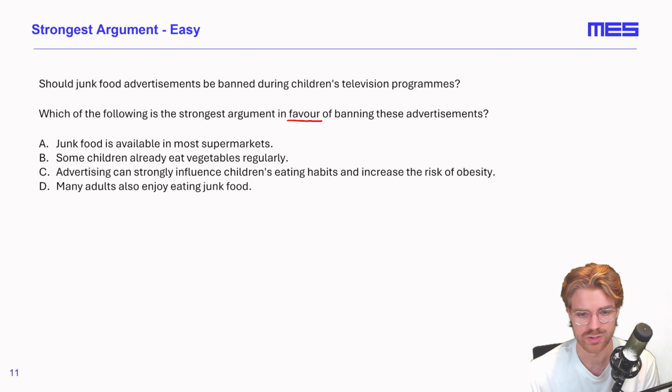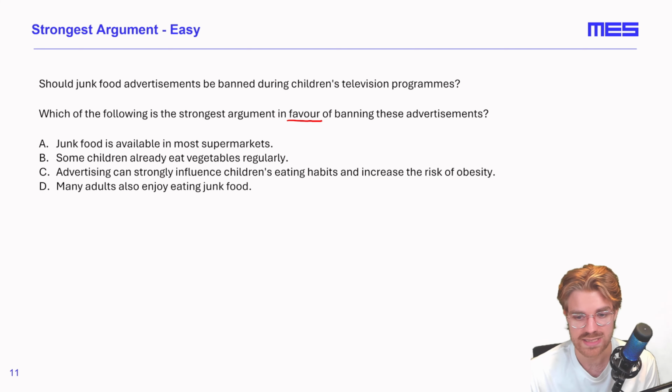Now, when you look at these arguments, you want to look for things like relevance, whether the argument is supported, or whether the argument is kind of vague and non-specific. Let's take a look at each of these. So the first one, junk food is available in most supermarkets. Now, this is not supported. It's also not particularly relevant because the question here is about advertisements during children's television programs, not necessarily about where they get the junk food from. So this is not a strong argument.